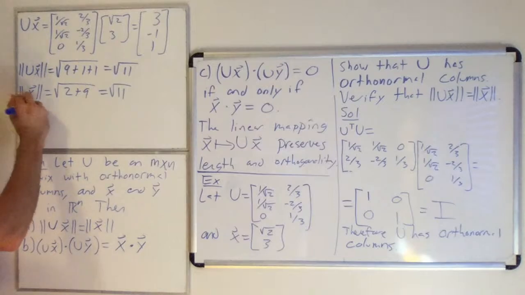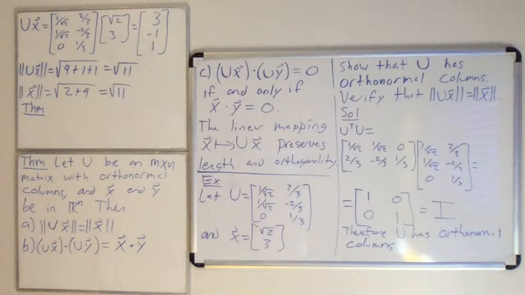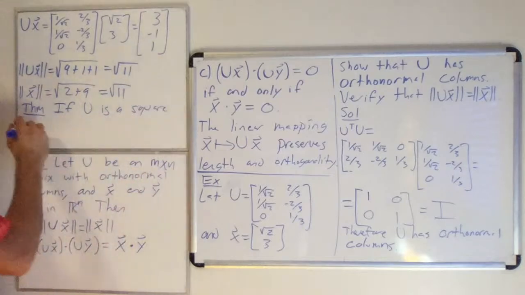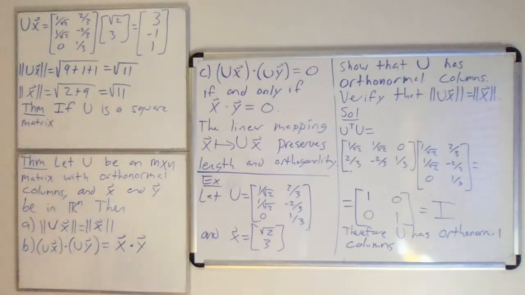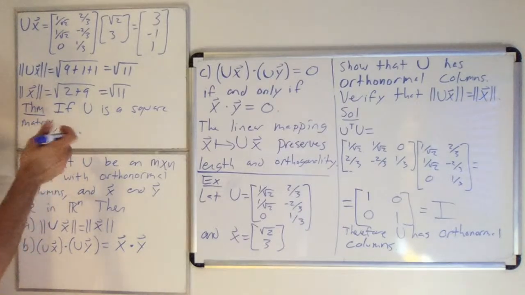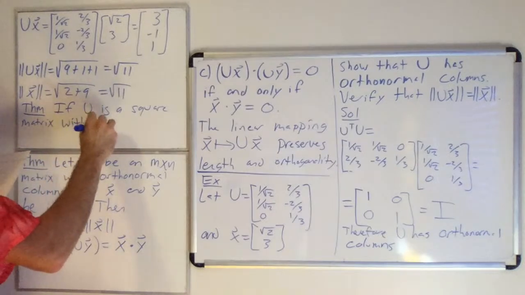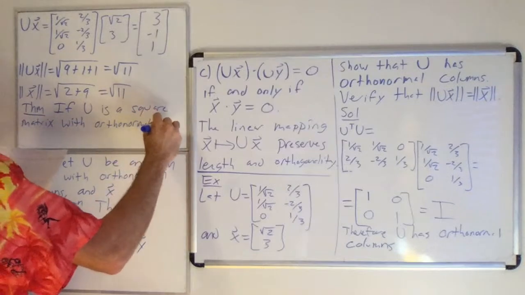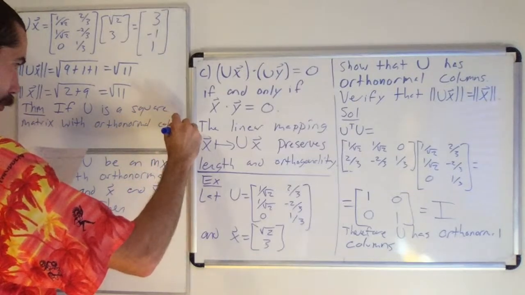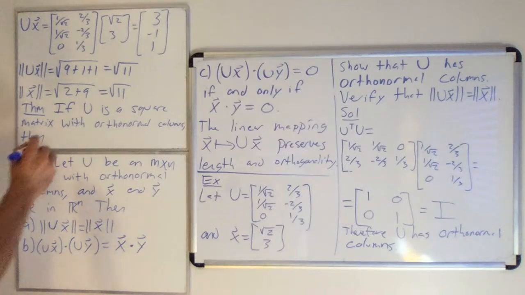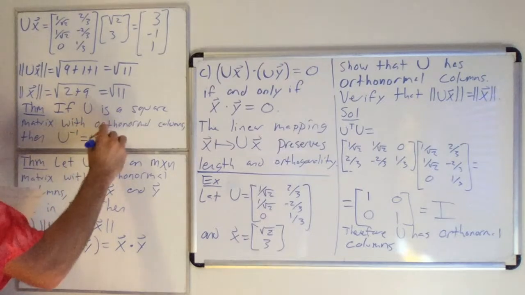So we'll state a theorem. The theorem says if U is a square matrix with orthonormal columns, then U inverse is equal to the transpose of U.